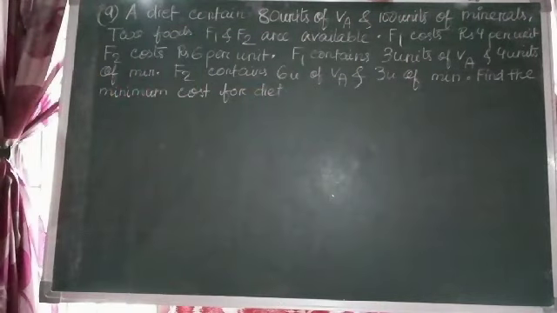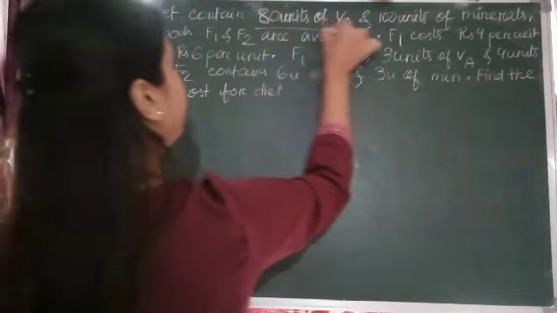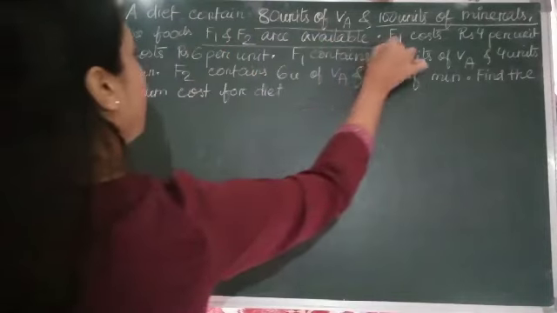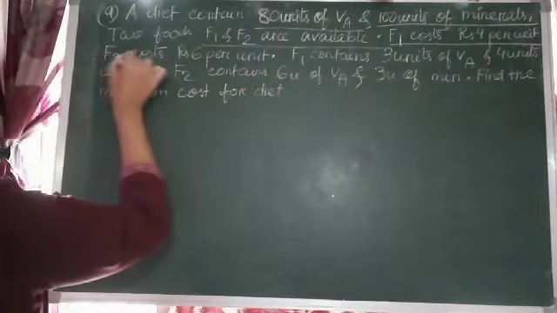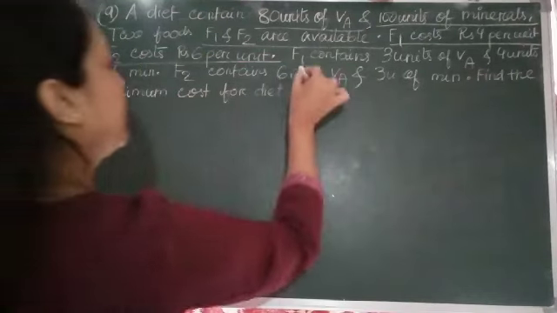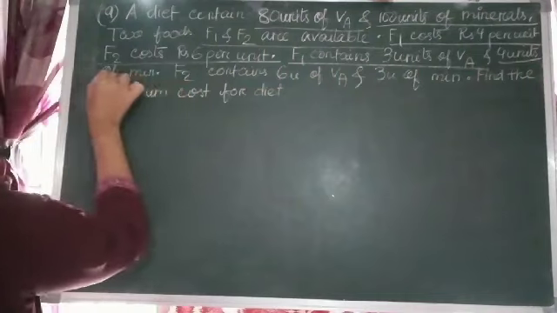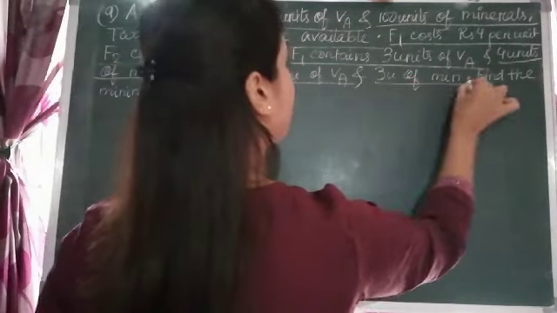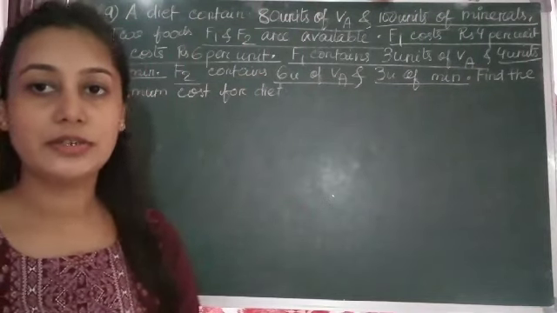So the question is, a diet contains 80 units of vitamin A and 100 units of minerals. Two foods F1 and F2 are available. The cost of F1 is rupees 4 per unit and F2 is rupees 6 per unit. F1 contains 3 units of vitamin A and 4 units of minerals, and F2 contains 6 units of vitamin A and 3 units of minerals. You are asked to find the minimum cost for the diet.